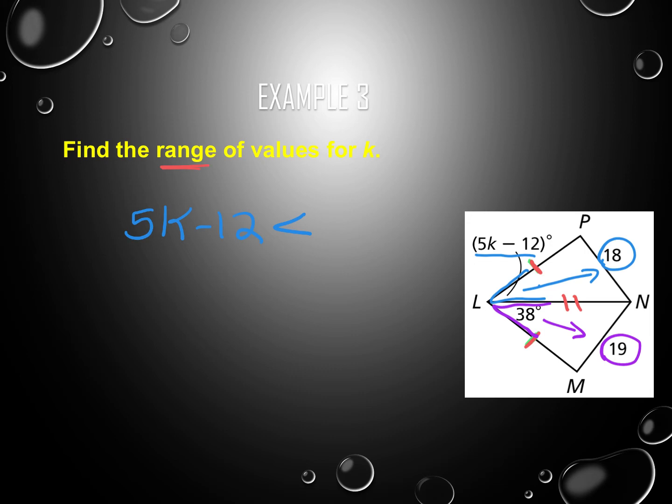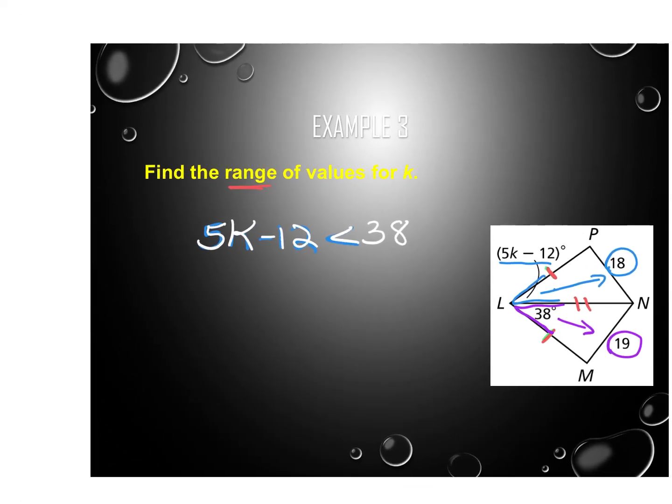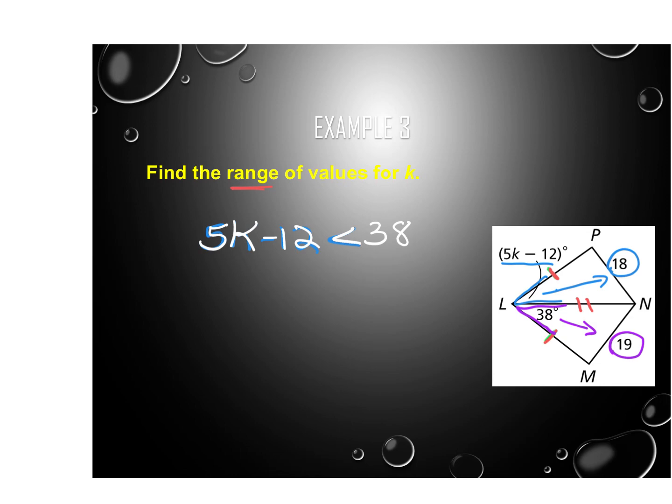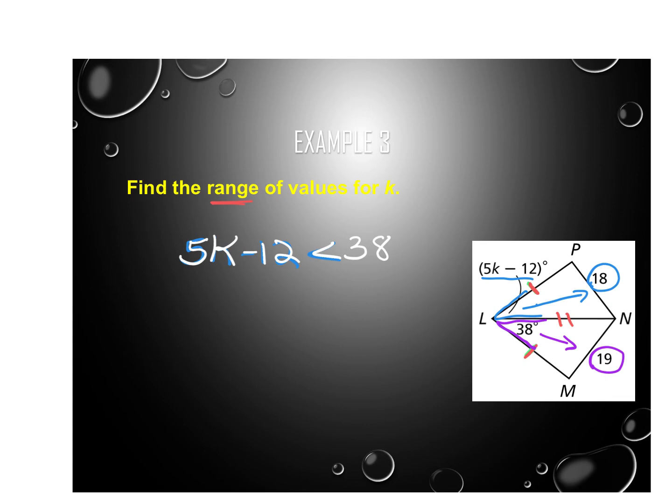Let me do this in another color so it shows up a little bit better. So 5K minus 12 must be less than 38. Now this is going to be on the larger end. Also realize that I have to take into consideration the bottom end. So I'm also going to set up another inequality to solve: 5K minus 12 must be greater than 0. So K is going to have to be a number in between, that's greater than 0 but less than 38. And I'm going to solve both of these.